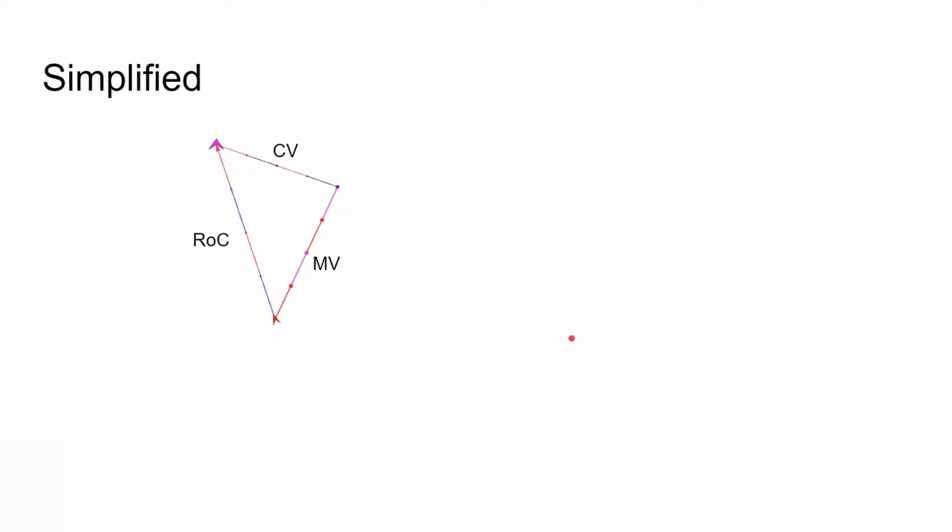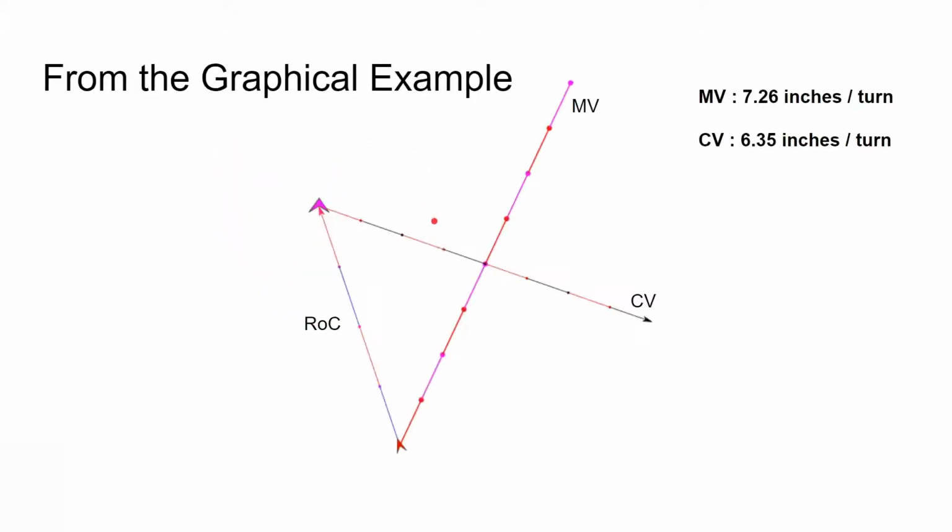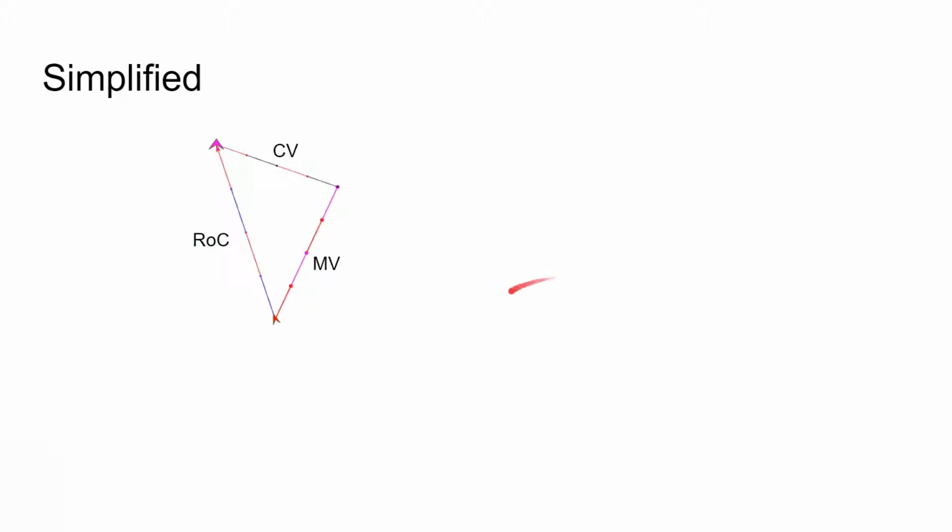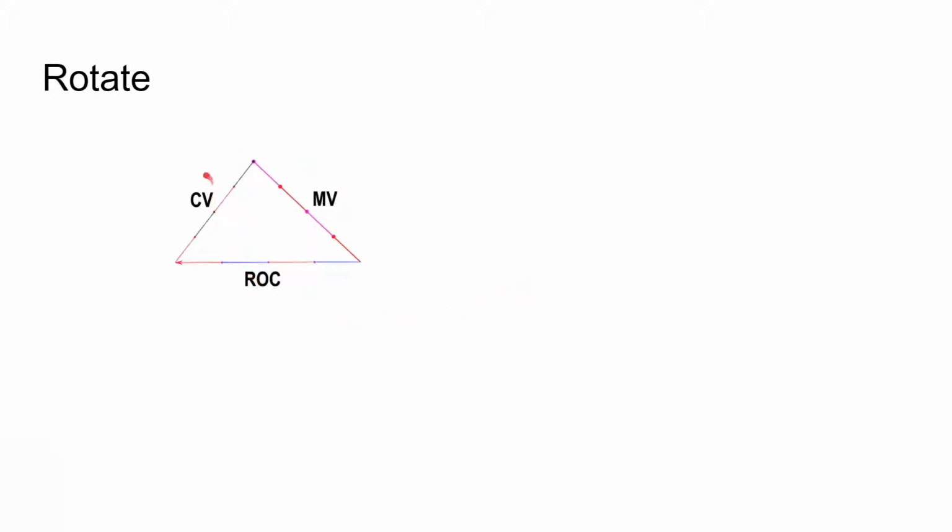So first we're going to simplify our triangle. We just want the four segments of the crossing vector, muzzle velocity, and rate of closure, so we have equal time on each of the vectors. Just going from this to this. Now we're going to rotate it. So we have our crossing vector, muzzle velocity, and rate of closure. And we're going to zoom in so we only look at a single segment.